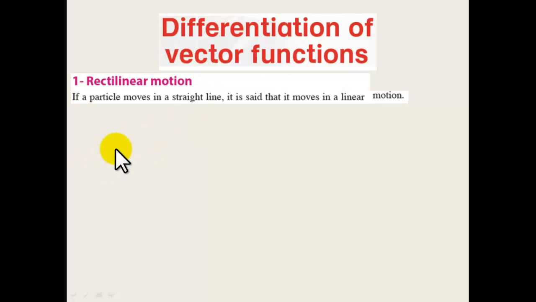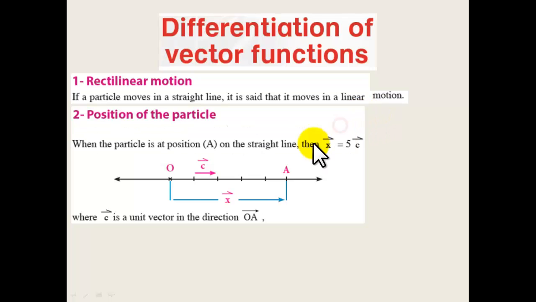First, we start with rectilinear motion. If a particle moves in a straight line, it is said that it moves in a linear motion. 2. Position of the particle.